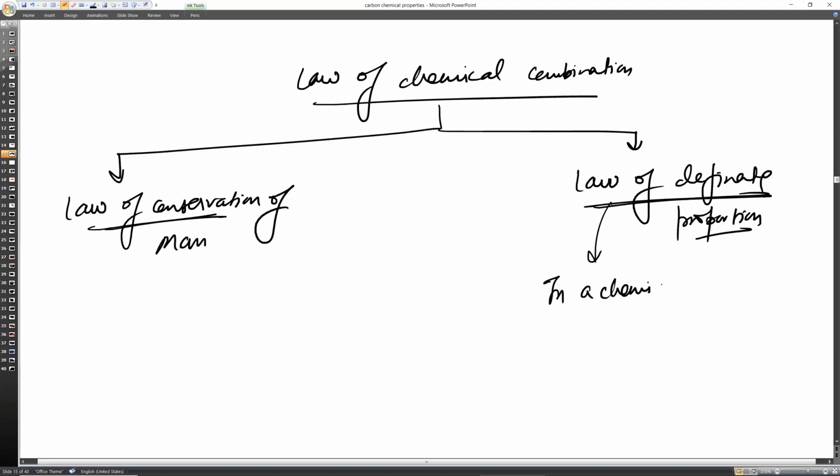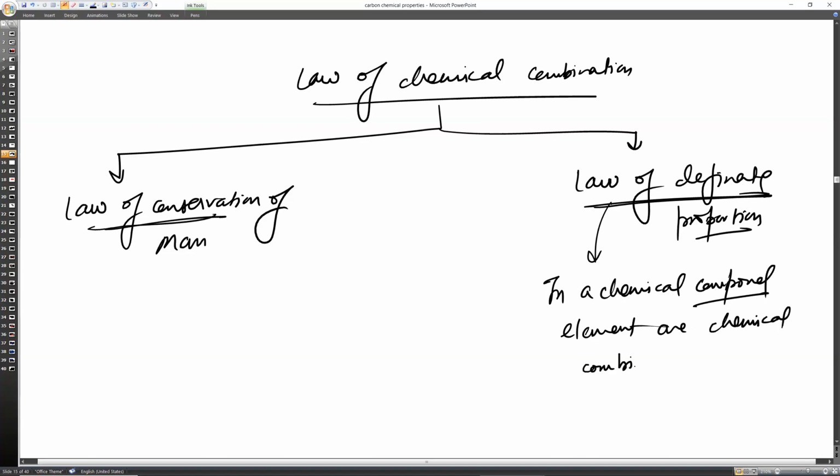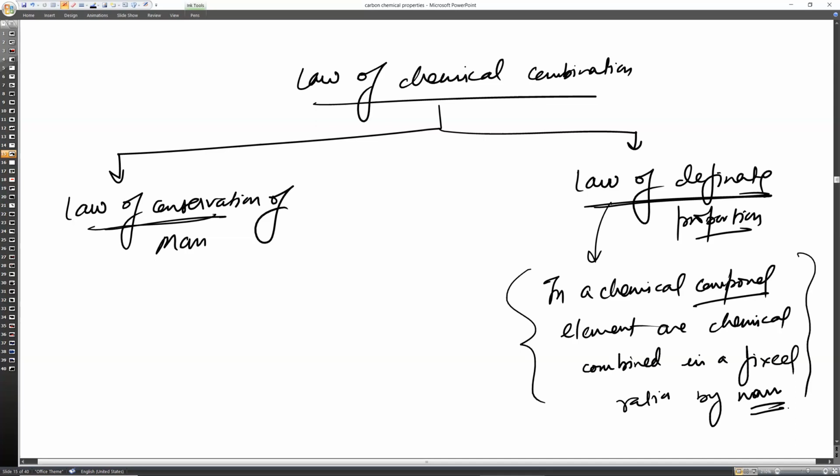In a chemical compound, elements are chemically combined, you have to use the word chemically, in a fixed ratio by mass. What does this mean? This simply means that you cannot arrange the atoms arbitrarily, like in water if I'm talking about it.